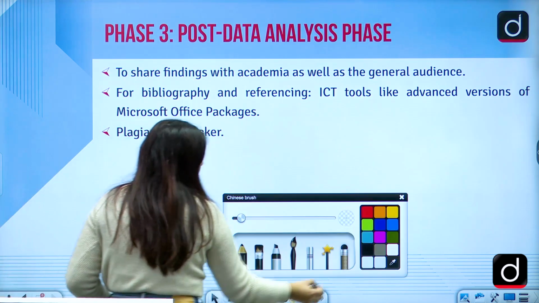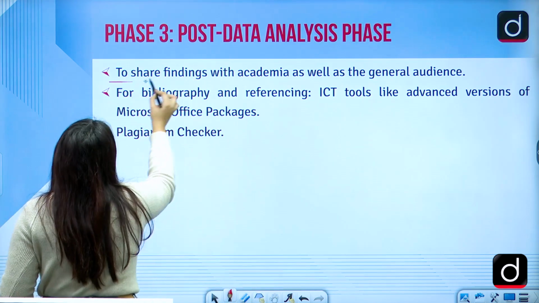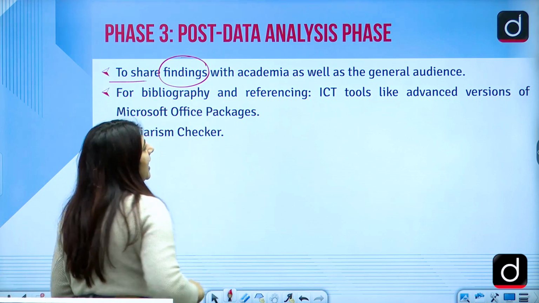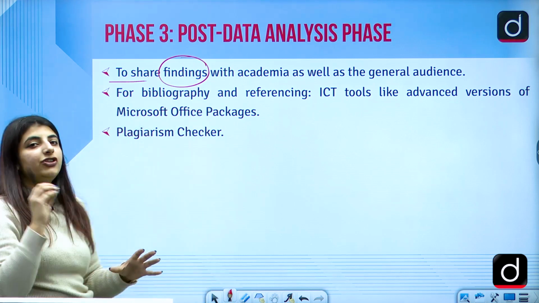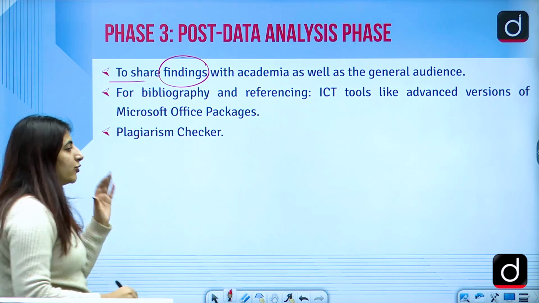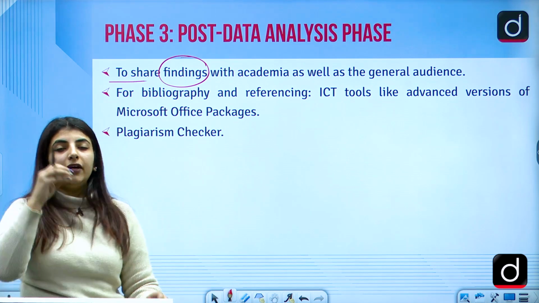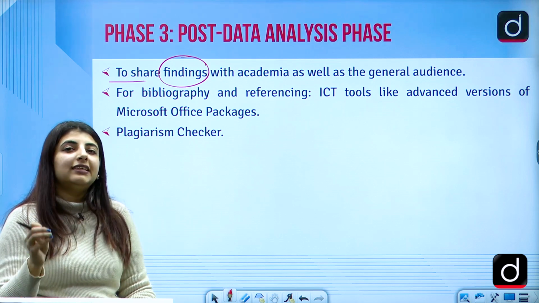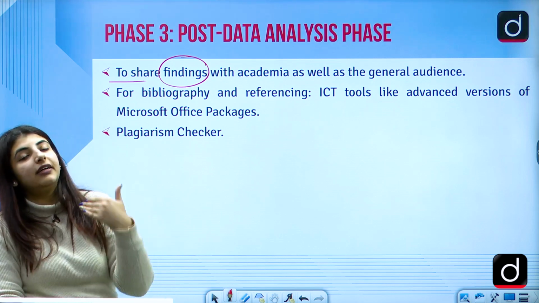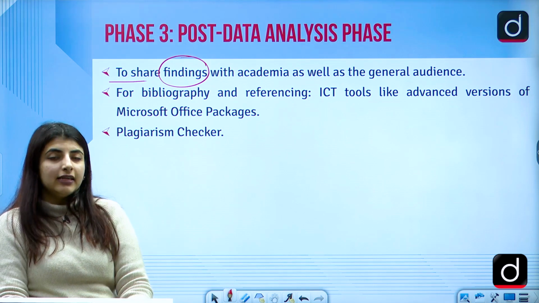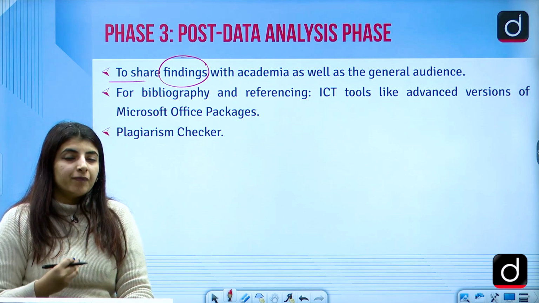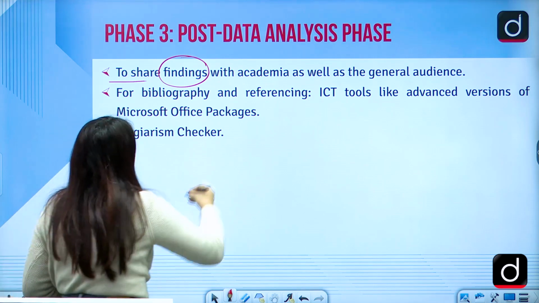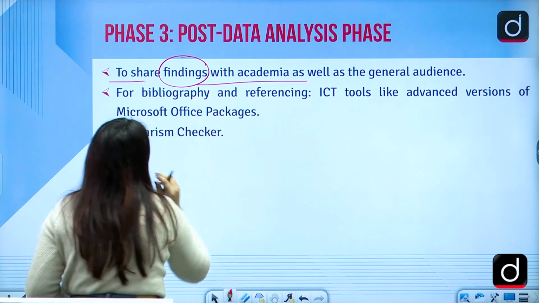Then we have the last phase, that is phase 3, to share the findings with academia as well as the general audience. So if you see certain articles on the internet which are available for all, it is because the person has done the research and given the research findings to the people to get it published, right? So that is done for the purpose of sharing it with academia.